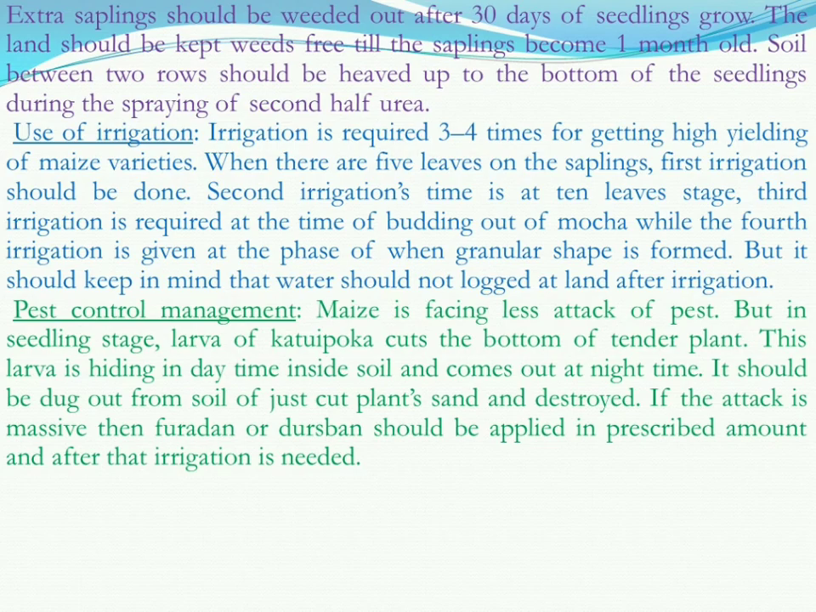If the attack is massive, then use Furadon or Dursban. There are two types of medicine: one is Furadon and the other is Dursban. They should be applied in the prescribed amount, and after that irrigation is needed, because we are already using chemicals. If we do not give irrigation, it could be harmful for the soil also. So after giving irrigation, the bad impact on the soil shouldn't be that much.